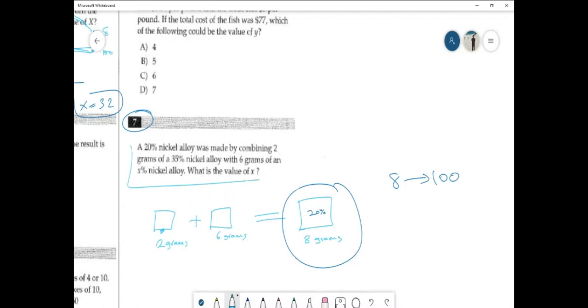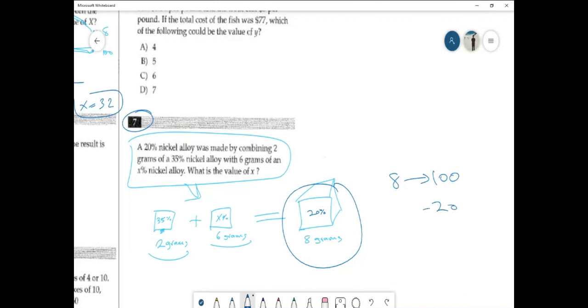I converted this word problem into this one. A 20% nickel alloy was made by combining 2 grams of 35% nickel alloy with 6 grams of X%. I don't know the percent of nickel alloy in this material. And if I combine this, it will be 8 grams of a new cube, a bigger cube.